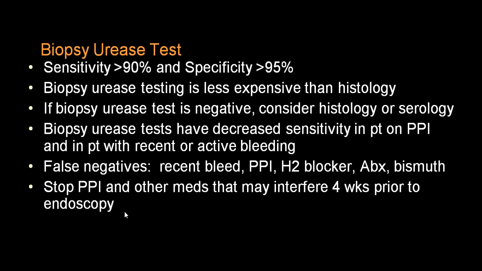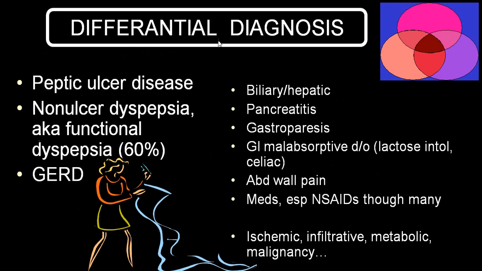Before you do a biopsy urease test, you must stop proton pump inhibitors and other interfering medication 4 weeks prior to endoscopy. This will interfere with your test, and false negatives can occur if a person has had a recent bleed, or is on a proton pump inhibitor or H2 receptor antagonist, or bismuth, etc., or is on long-term antibiotics. We should keep that in mind. There are a good number of differential diagnoses which mimic upper GI disturbances like peptic ulcer disease, non-ulcer dyspepsia, GERD, functional dyspepsia, and other conditions like gastroparesis, pancreatitis, biliary hepatic disorders, malabsorption disorders, etc. Persons who are on NSAID should all be screened for H. pylori infection.